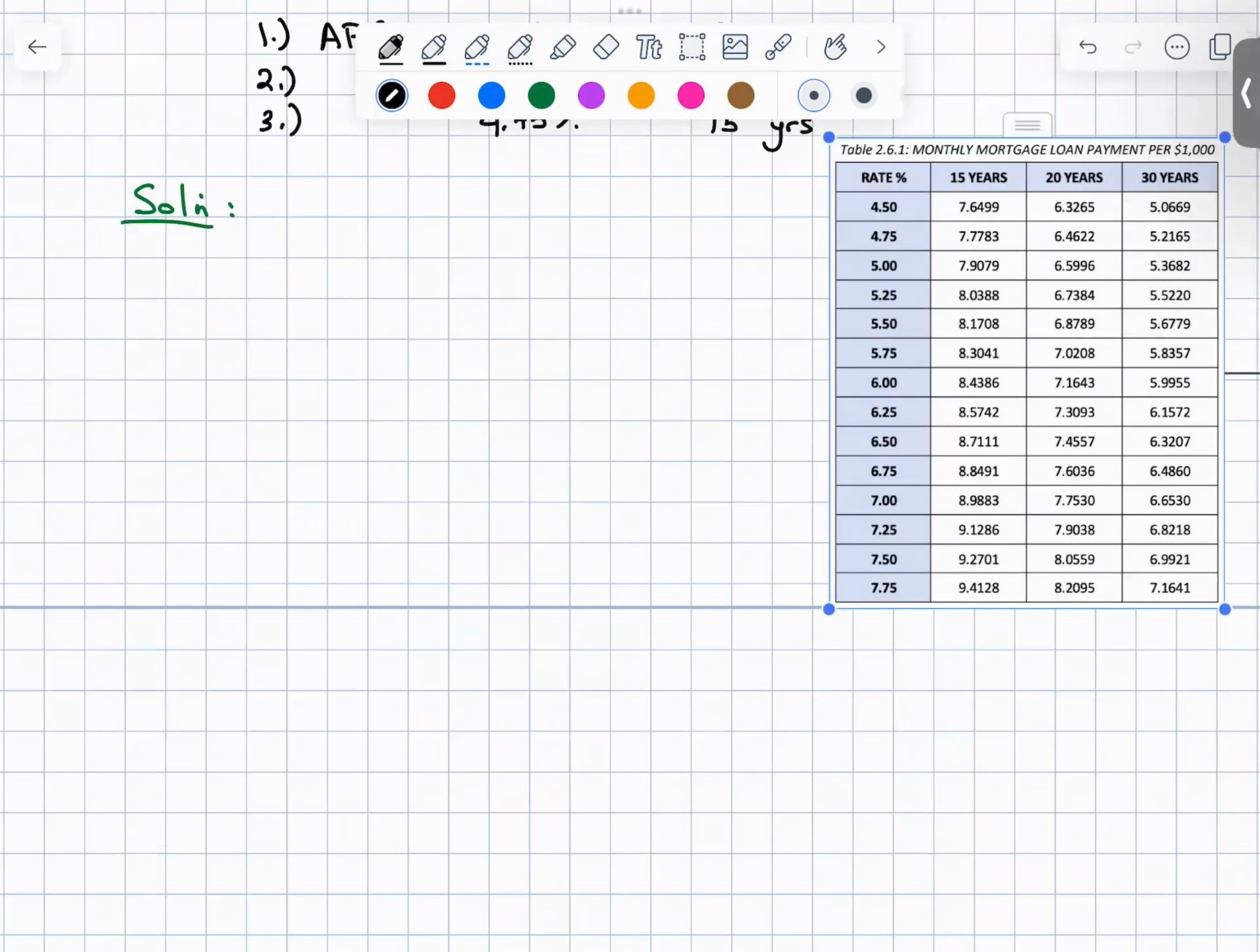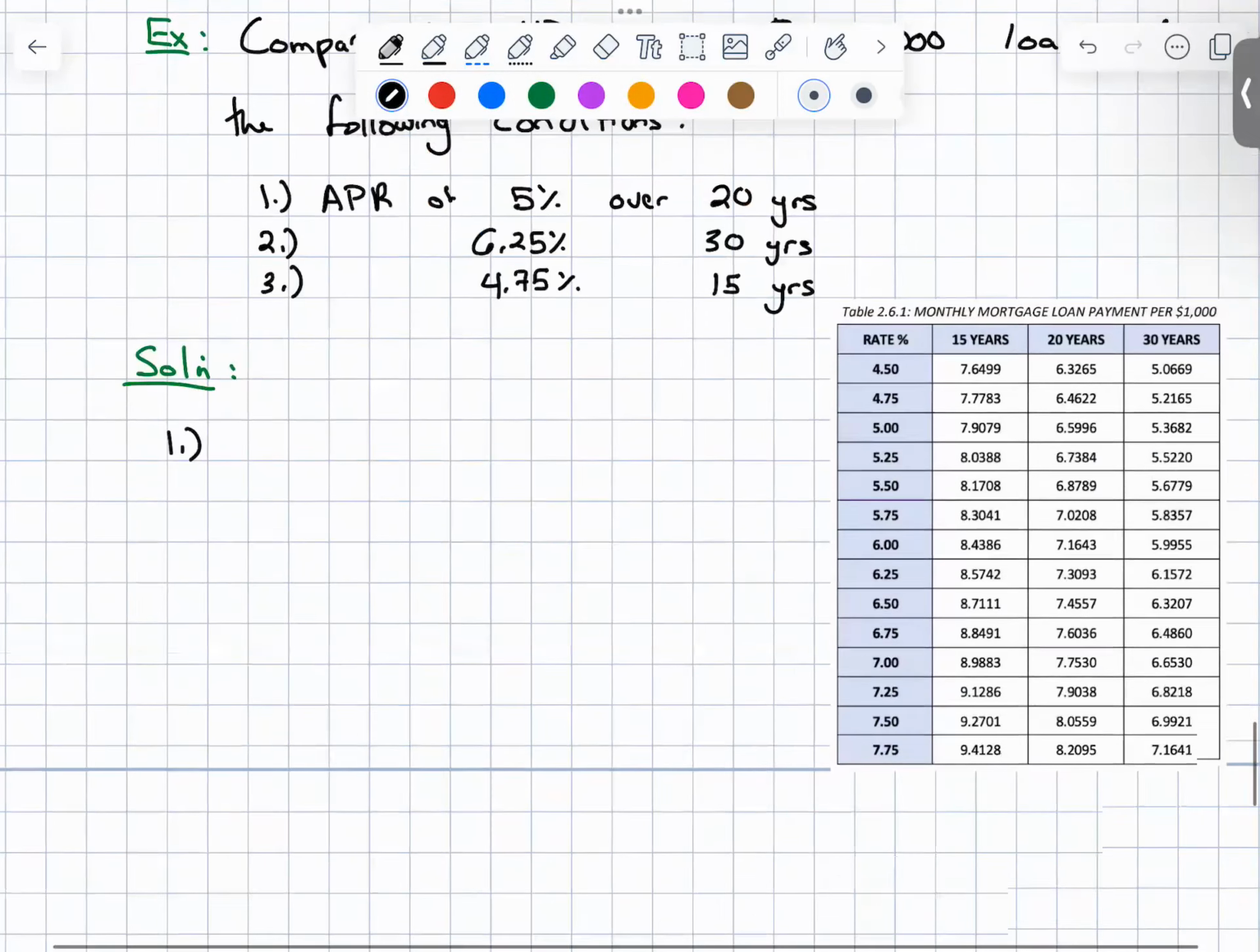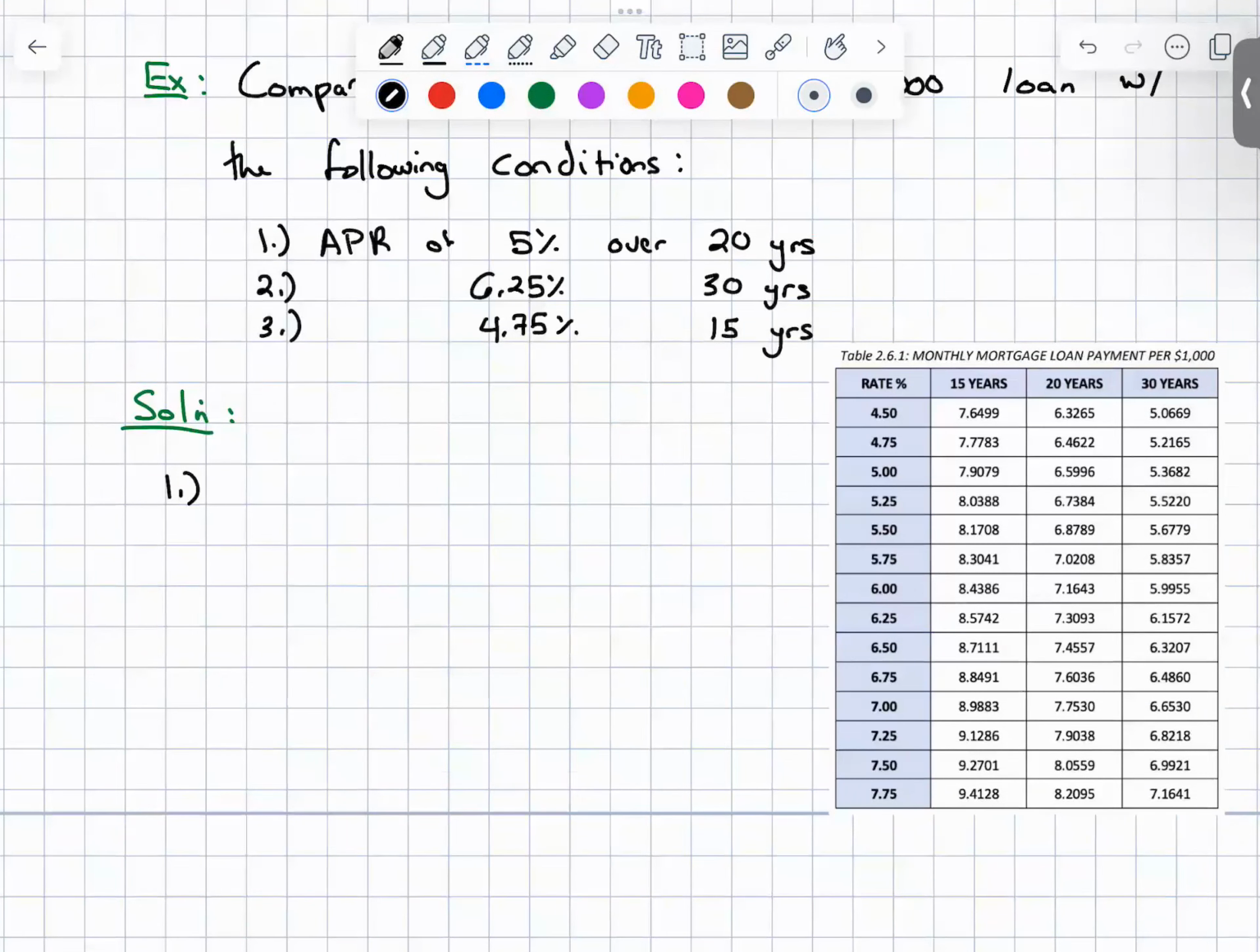So for number one, that was at 5% over 20 years. So what we do is we just find the intersection. 5%, 20 years, that's my payment factor. That's how you read the chart. You look for the intersection of your percentage and your year amount.